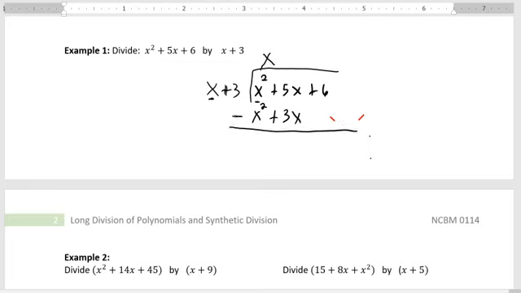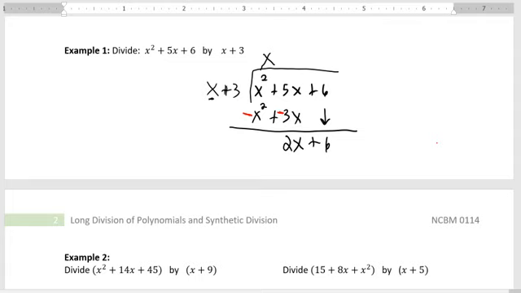And then we're going to subtract. But when you're subtracting the entire polynomial here, in reality, this is going to become a negative x squared since we distribute the negative here, and negative 3x. Okay, so I'm going to rewrite that as negative x squared and negative 3x. So x squared minus x squared is 0. 5x minus 3x is 2x. And then we're going to bring down our 6.